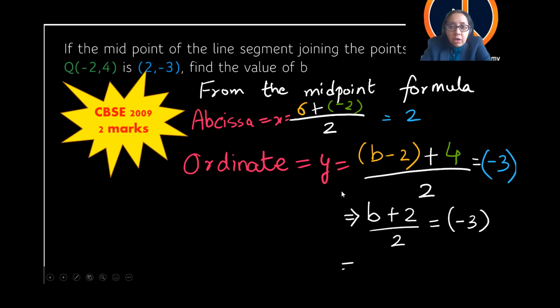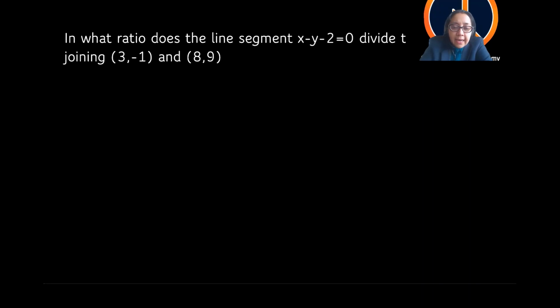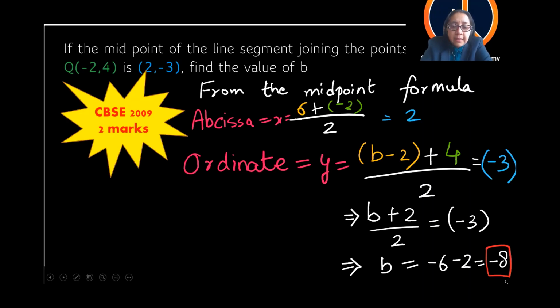So let's solve. That becomes (b + 2)/2, because minus 2 plus 4 becomes plus 2. So (b + 2)/2 is -3, and the value of b comes out to be -8. So in this example, the value of b comes out to be -8, and you get 2 marks out of it. So this is how you will do it.